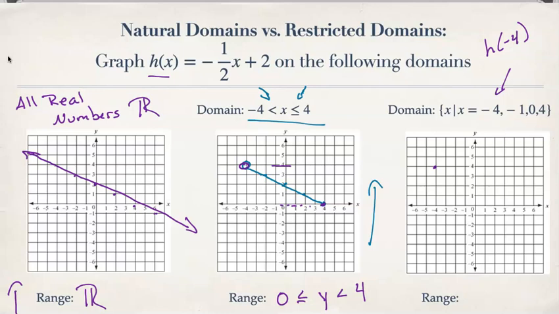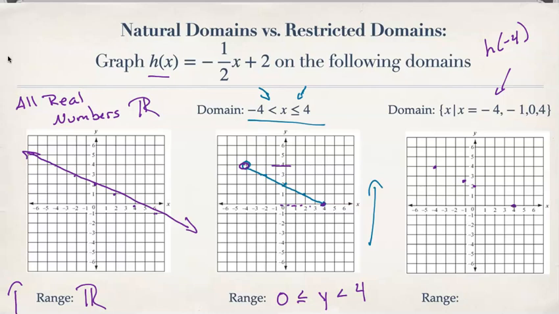Negative 1, I'm going to now look for h of negative 1. Negative 1/2 times a negative 1 is positive 1/2 plus 2. So at negative 1, I'm here at 2.5, and I'm just going to estimate where that half is. At 0, I have 0 plus 2, which is 2. And at 4, I have a negative 2 plus 2, which is 0.